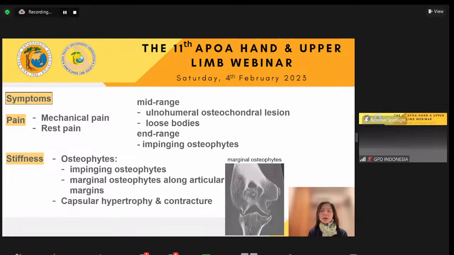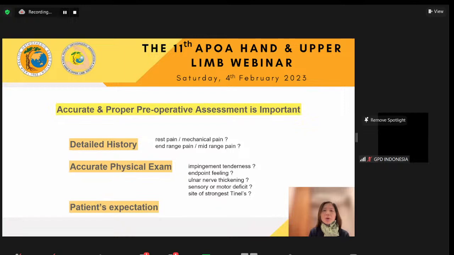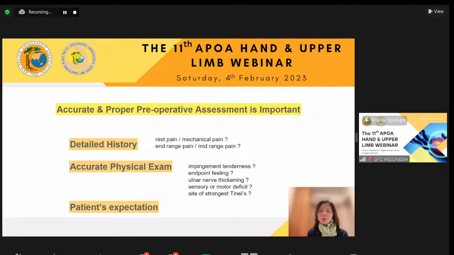Besides pain and stiffness, symptomatic ulnar neuropathy happens in 25 to 55% of the patients with elbow osteoarthritis. Ulnar nerve surgery is indicated during the arthroscopic surgery. Therefore, in order to achieve the best result from arthroscopic surgery in elbow osteoarthritis, accurate and proper preoperative assessment is important. Detailed history, especially the nature of the pain and locking symptoms, is necessary.